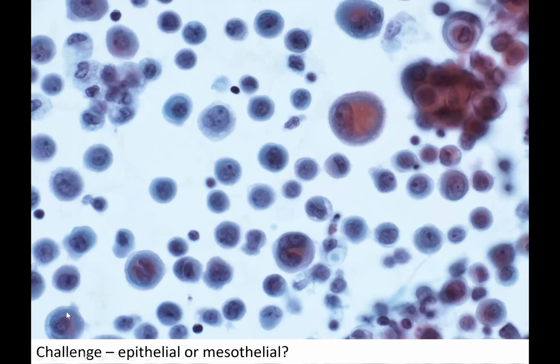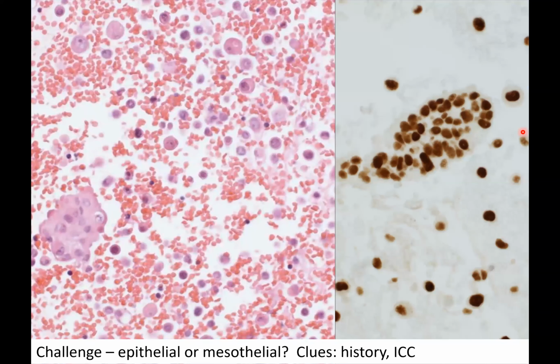The question is, are they epithelial or mesothelial? In this case, we were given a history of previous breast cancer, and the cells on immunocytochemistry were positive with ER and GATA3, confirming their breast origin.